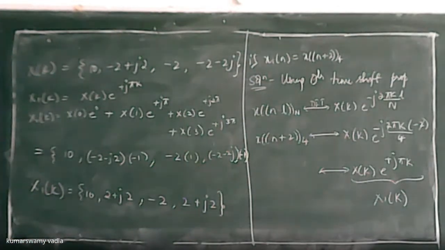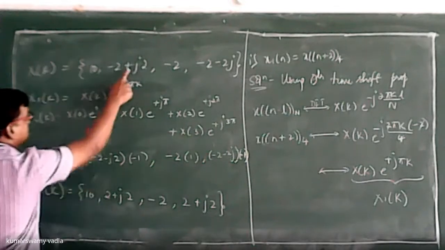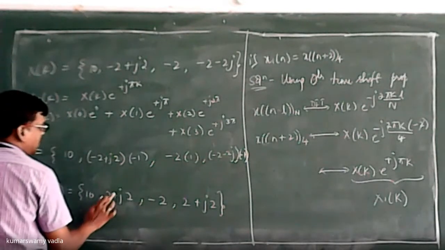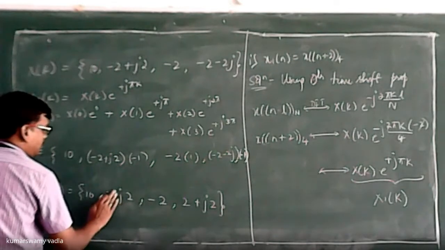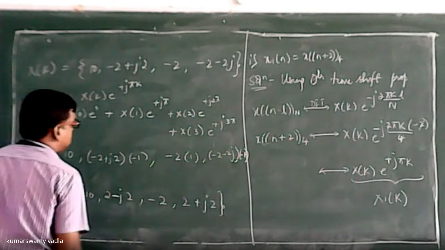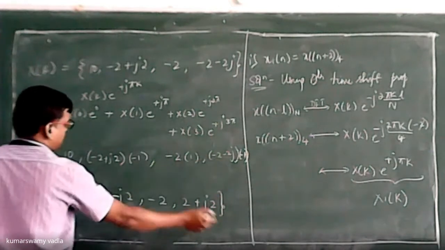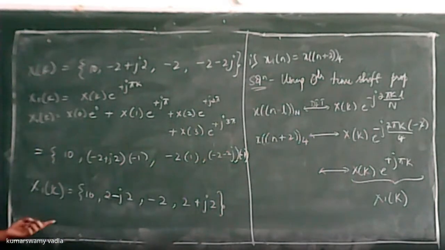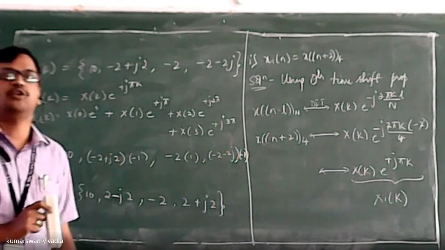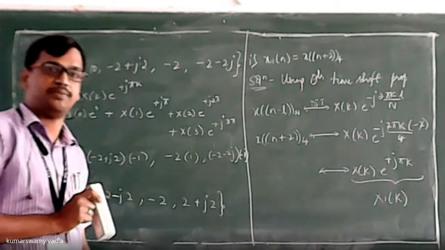Did everyone get the discussion of this? Sorry, one moment, friends. Here this is 2 plus j2, and here you will get 2 minus j2. Both are minus, yes. Is the numerical clear for everyone, students? The first part?